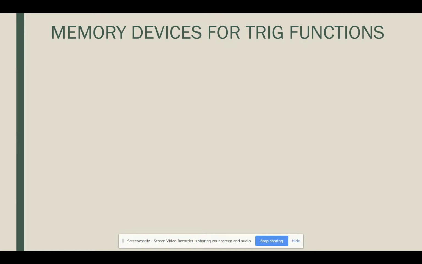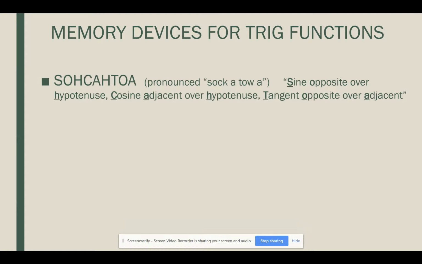A couple of memory devices sometimes help students remember at least the 3 basic trig functions: sine, cosine, and tangent. You may have heard some of these. One, probably the most common, is SOHCAHTOA. It's pronounced SOHCAHTOA. And it represents sine is opposite over hypotenuse, cosine is adjacent over hypotenuse, and tangent is opposite over adjacent. So it gives you a way to remember the 3 basic trig functions.